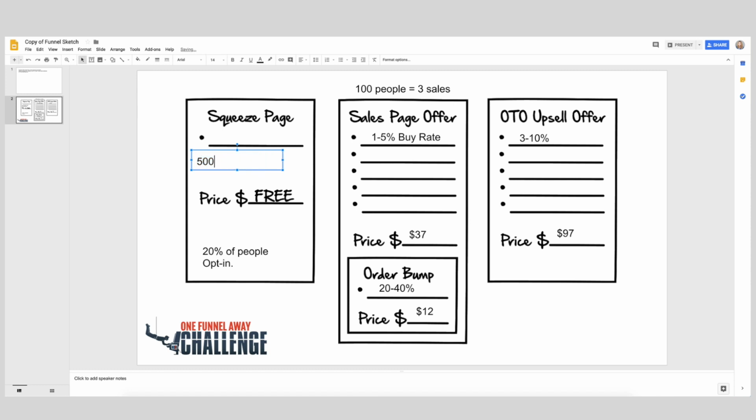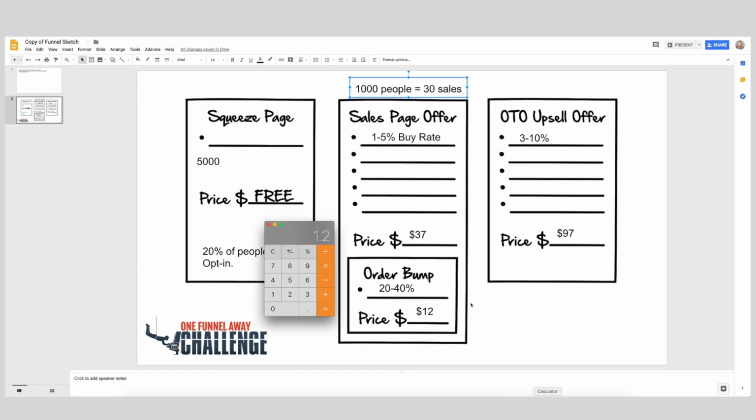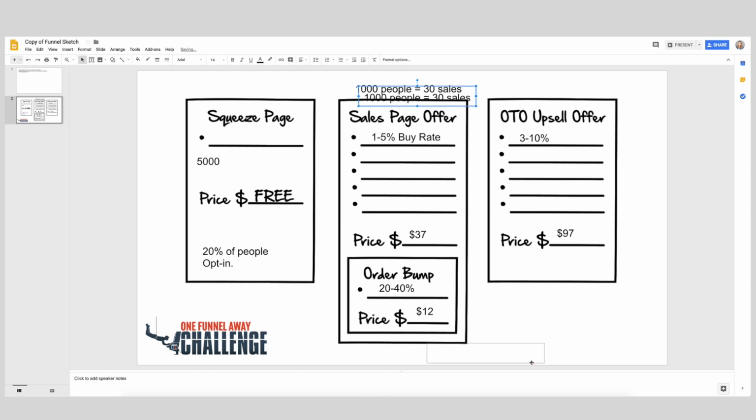So look at what happens if you have 5,000 people hit your squeeze page and you get a 20% opt-in. Now you have 1,000 people who've seen your offer. At a 3% buy rate, you have 30 sales of your $37 offer. And then let's say you have a 30% bump rate, right? So 30% of 30, you have 9 people take the order bump, because you start to have enough traffic to really get an idea. So then maybe you have 9 sales of the order bump.